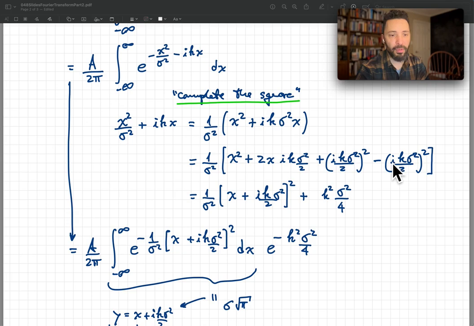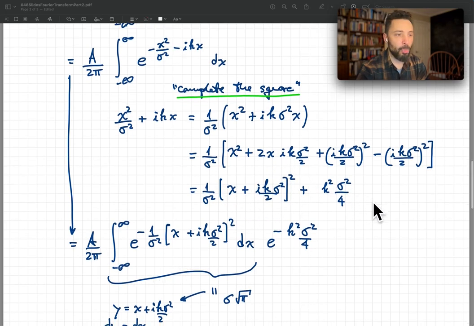So it's minus, and then we have an i squared, which kills that minus sign, so that's why we get a plus sign here. And we have k squared sigma to the 4th, and then 2 squared, which is this 4 here. Now it's sigma squared because we had to divide by sigma squared here. And so then this extra term that appears on top of this perfect square is k squared sigma squared divided by 4. So very well.